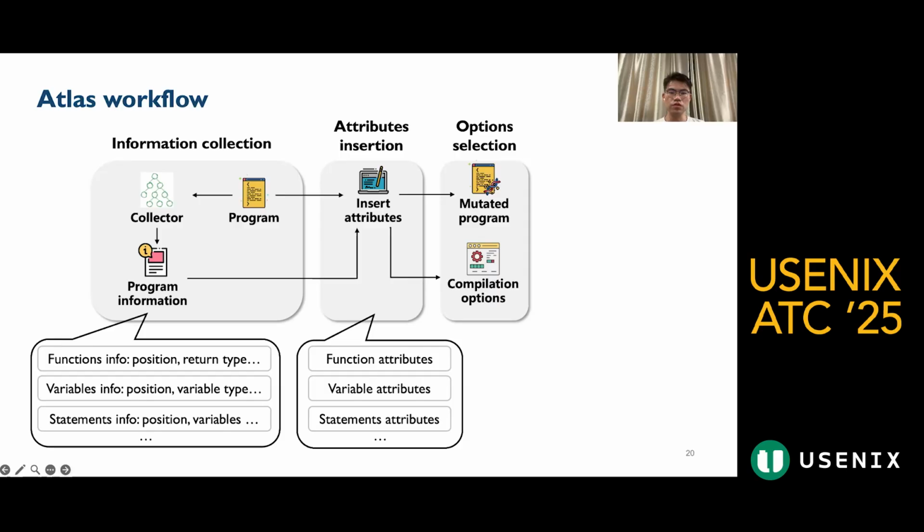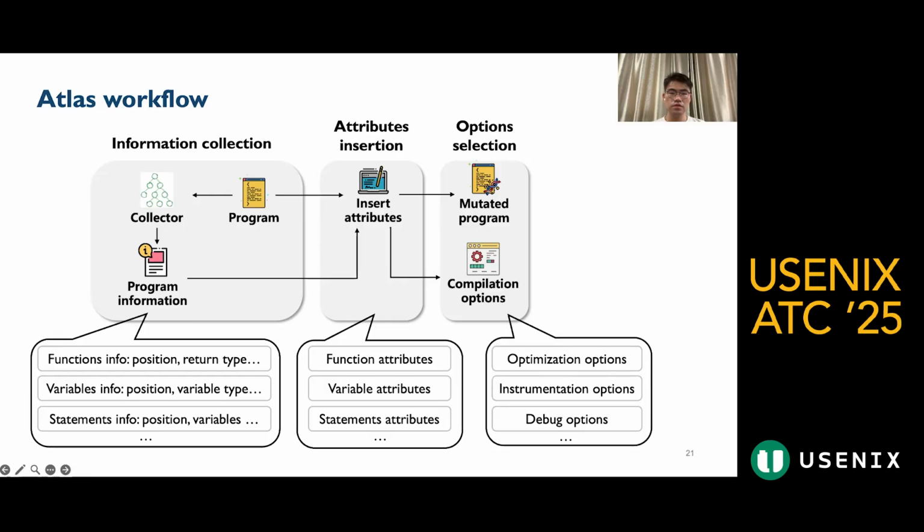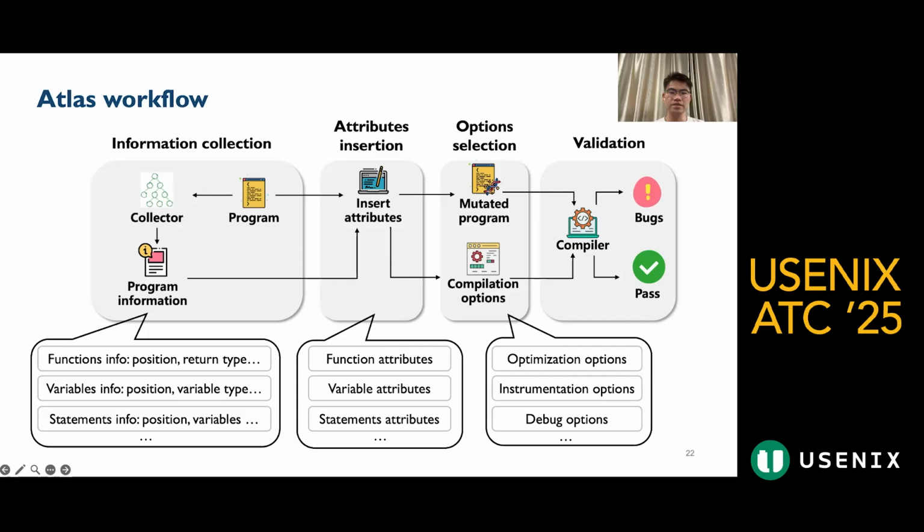Since some attributes only work with particular compiler options, Atlas then selects the right flags for each case. These options can include optimization-related flags, flags that control compiler instrumentation, and debugging flags, among others. Of course, the selection is not limited to just these categories. Atlas picks whatever options are needed to make the inserted attributes work as intended. Finally, it compiles and runs these modified programs to uncover compiler bugs.